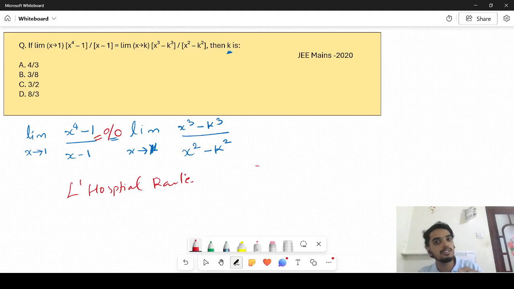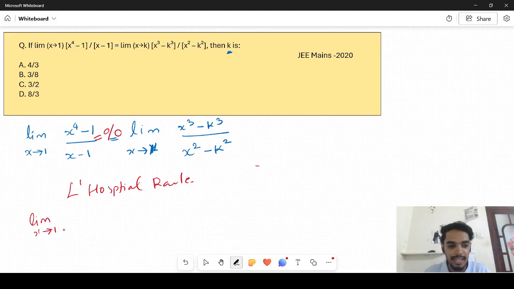If we have the 0 by 0 form when doing limits, you can differentiate the numerator and the denominator. So differentiating the numerator: limit x tending to 1, the derivative of x⁴ is 4x³, minus 0, divided by 1.